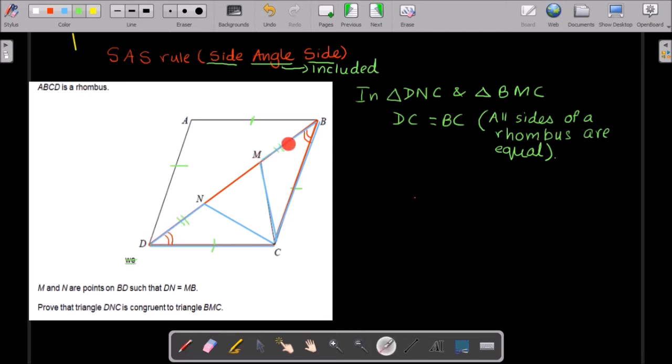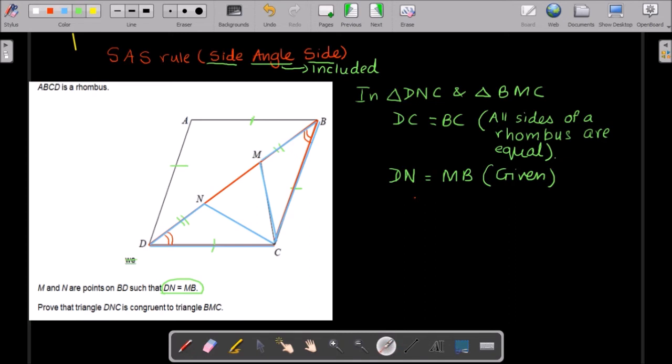Okay, now the next reason I'm going to give is DN is equal to MB. And in this case, that's given to me in the question over here. So I'm just going to write the word given. I don't need a property for that because the question's given me that information.